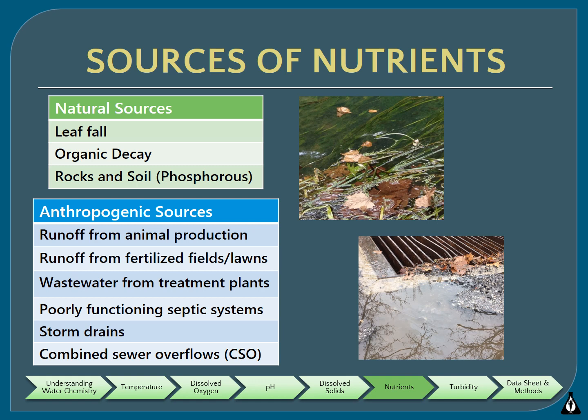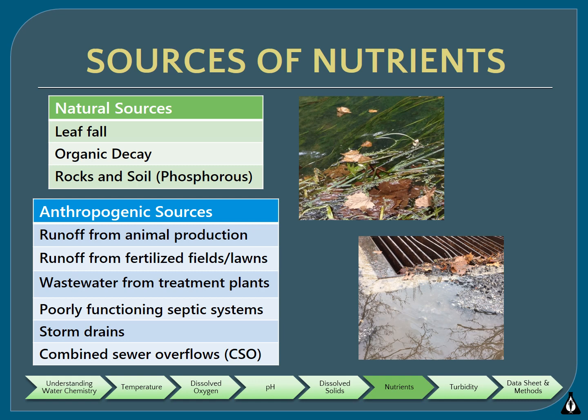Nutrients can come from natural sources as well as sources from humans. Natural sources are things like just leaves falling into the stream, organic decay, and different rocks and soil that have phosphorus inside them. And then human sources can be runoff from animal production or fertilized fields and lawns. They can also come from storm drains, poorly functioning septic systems, wastewater treatment plants, or combined sewer overflows or CSOs.